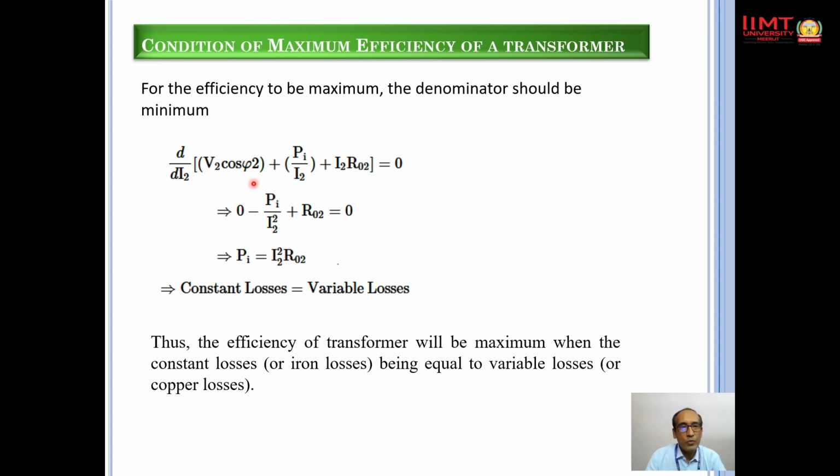So V2 cos phi 2 is constant, so its derivative will be 0, and the derivative of Pi upon I2 is minus Pi upon I2 square, and the derivative of I2 R02 with respect to I2 is R02, that is equal to 0. So by this equation we get Pi is equal to I2 square R02. Pi means constant losses, I2 square R02 means variable losses. So when constant losses are just equal to the variable losses, we can say the transformer will be at maximum efficiency.